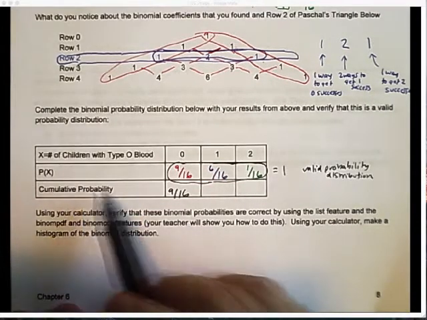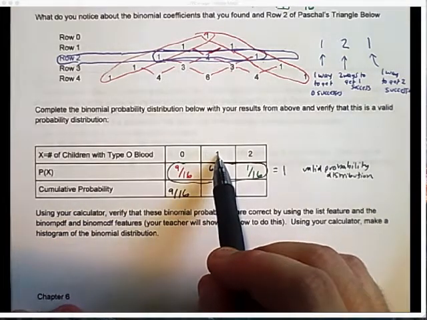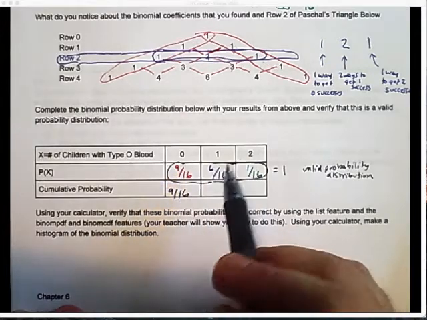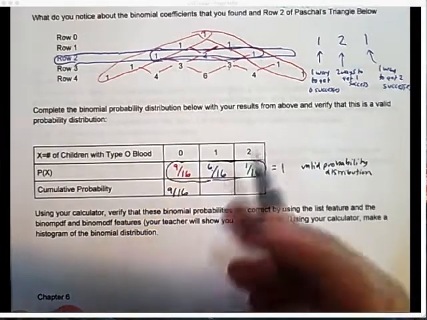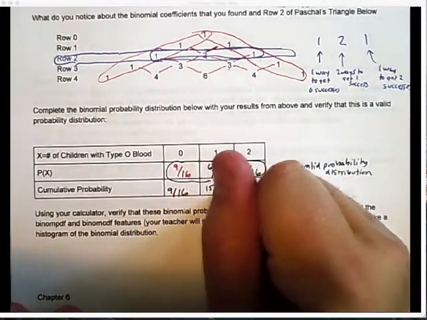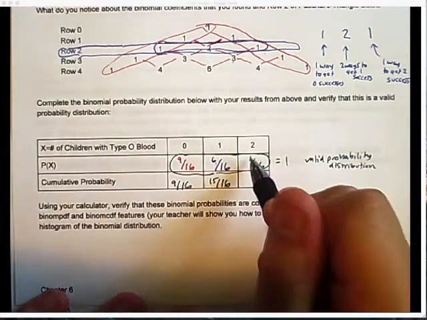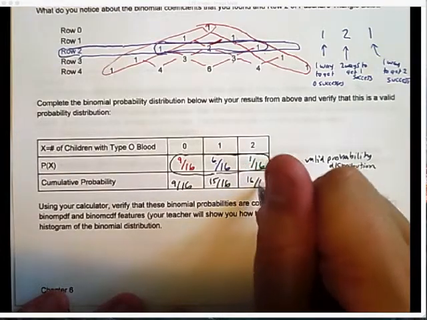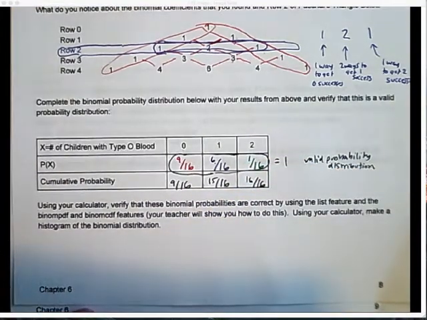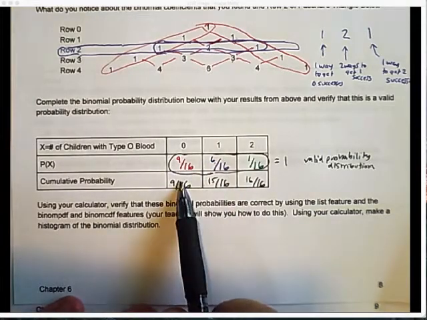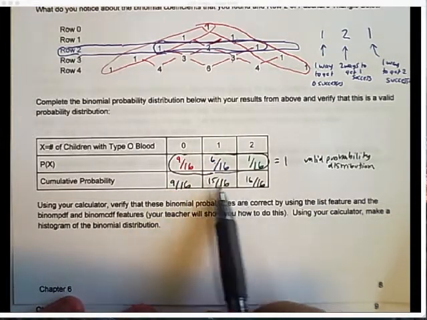Now, what's the cumulative probability that 1 or less? Add these numbers together. Okay, so take 9/16 plus 6/16, that's 15/16. Now take 15/16 plus 1/16 and you get 16/16. So the probability that 1 or less children have type O blood is almost everybody.